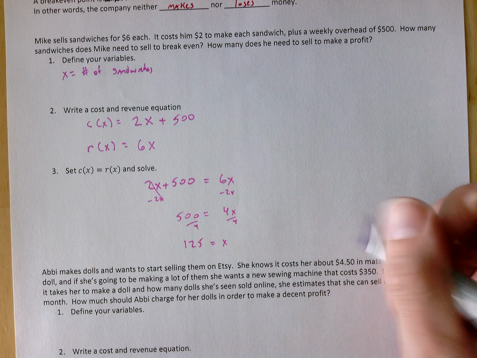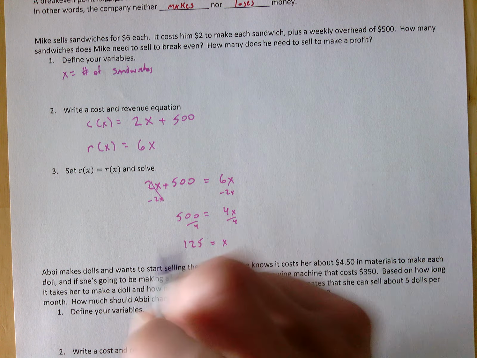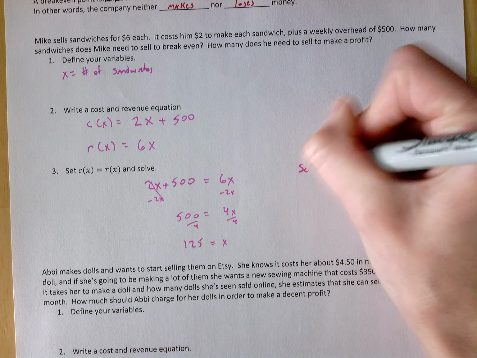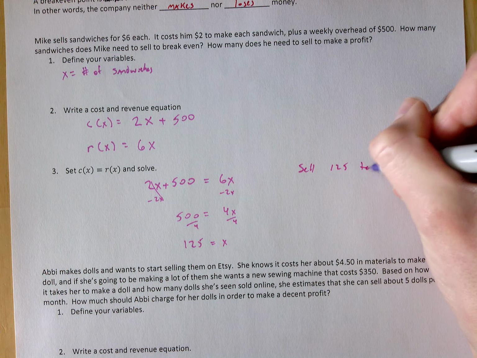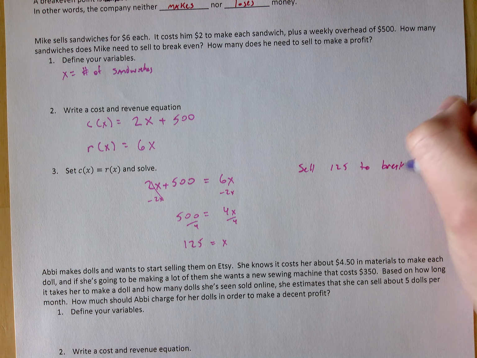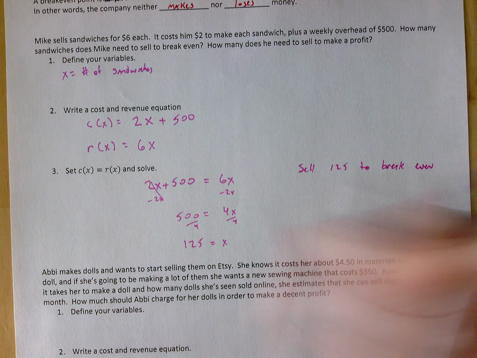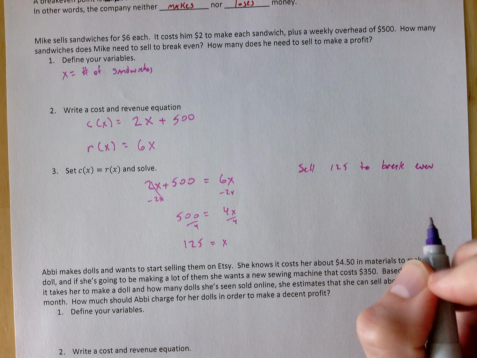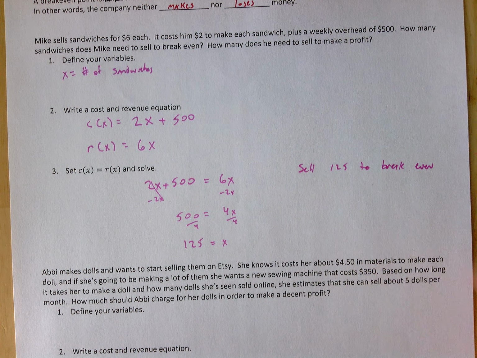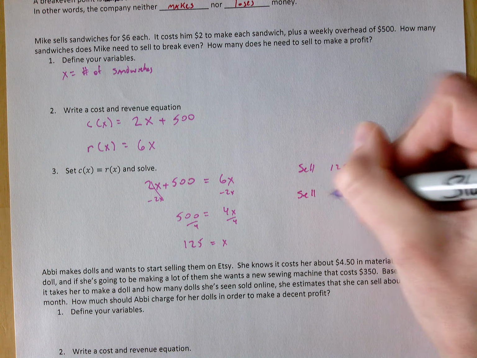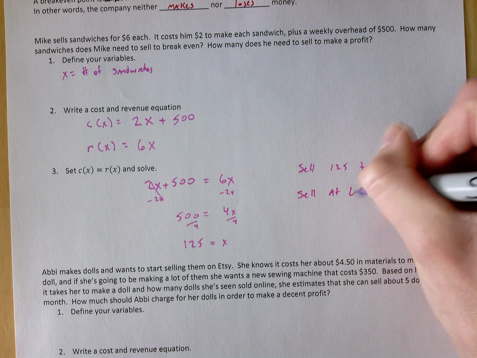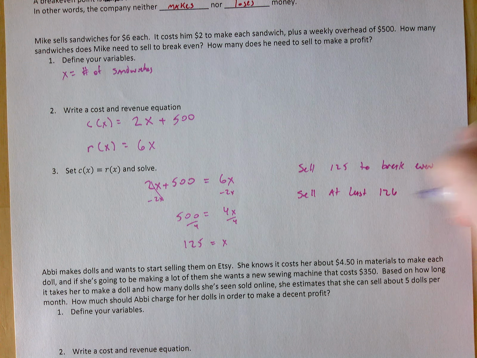So how many sandwiches does he need to sell to break even? He has to sell 125 to break even. How many does he need to sell to make a profit? More than 125. So he needs to sell at least 126 to make a profit.